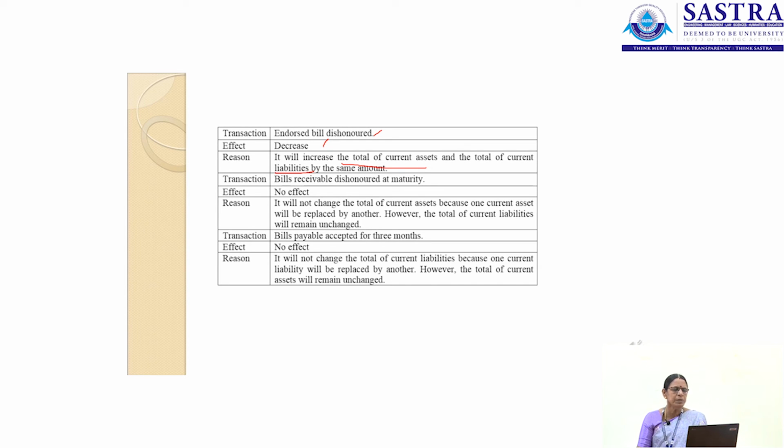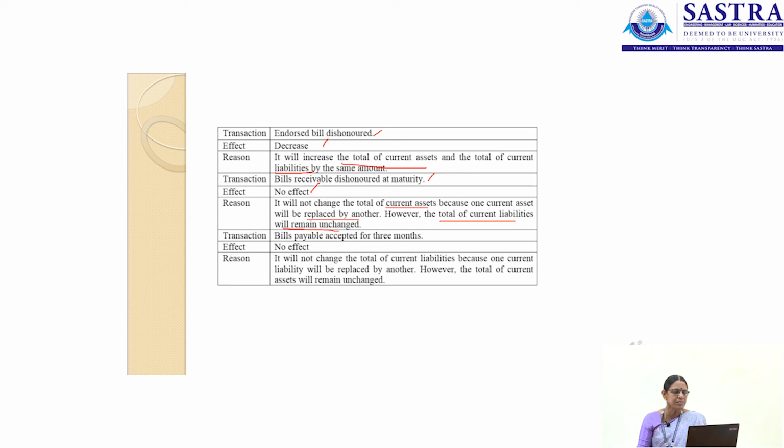Next is bills receivable dishonored at maturity. So, any bills receivable which is dishonored, which is not paid at the time of maturity, what will happen to the current ratio? It will not change the total of your current assets because your bills receivable is going to decrease, at the same time your sundry debtors will increase. So, it will be replaced by another. The decrease in bills receivable will be replaced by the increase in your sundry debtors. So, the total of current liabilities will remain unchanged. So, we do not have any effect over the current ratio.